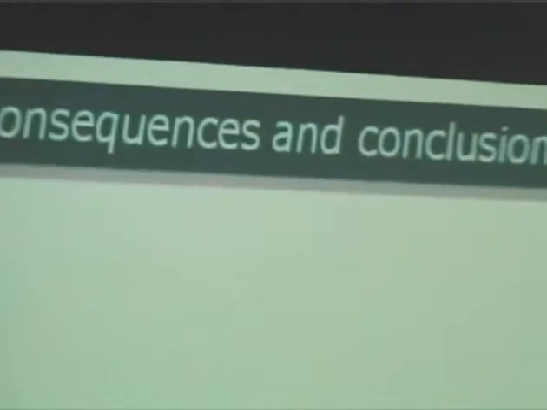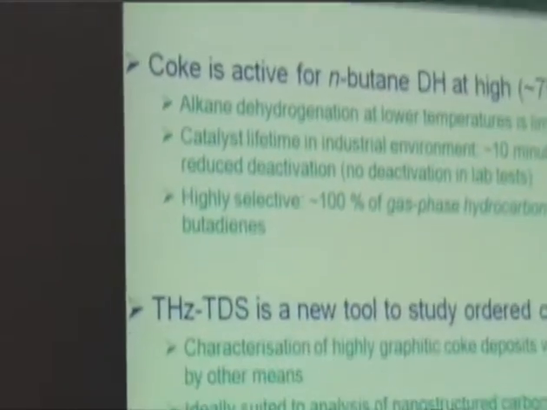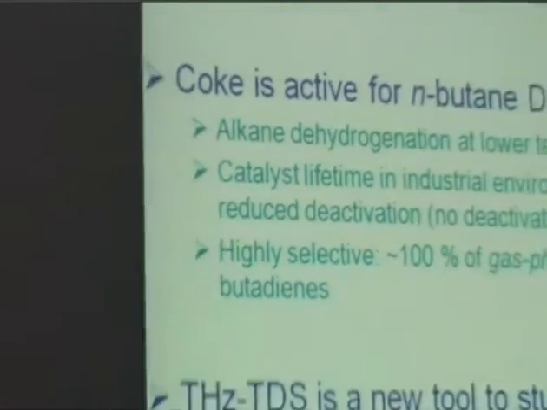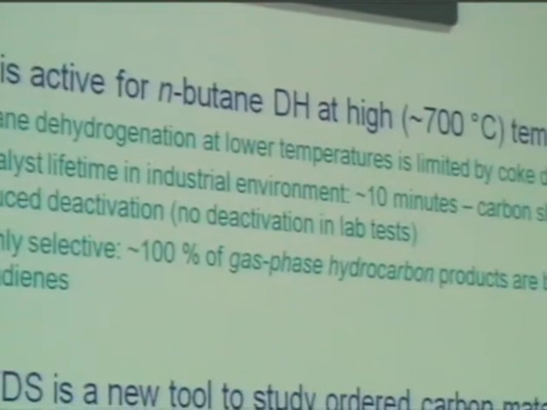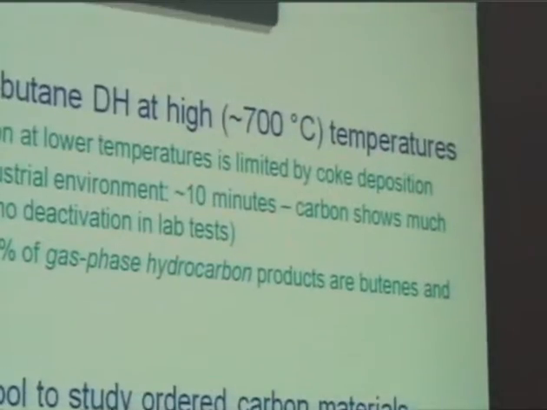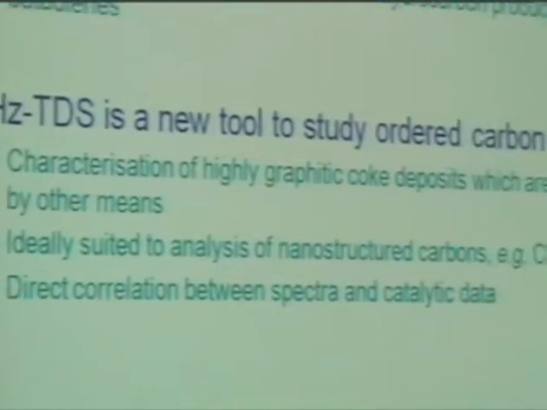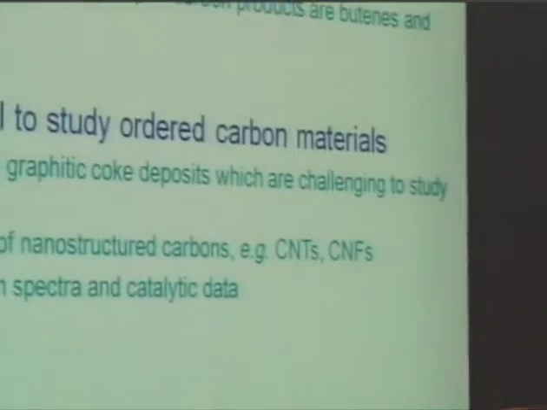I just want to finish up with one slide of conclusions. What we've seen is that coke that actually forms in situ during butane dehydrogenation over vanadium aluminum at high reaction temperatures is actually active for catalyzing the dehydrogenation reaction itself. And that's notable because if you think of the catalyst in the industrial environment, when it's run at a lower temperature, that catalyst actually deactivates very rapidly because of carbon buildup. And our reaction is also very highly selective.